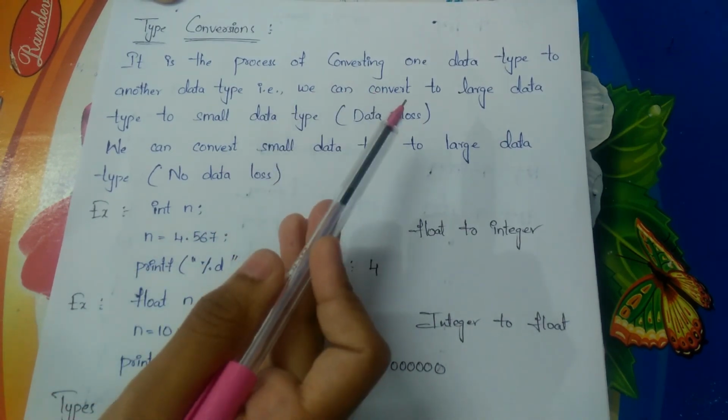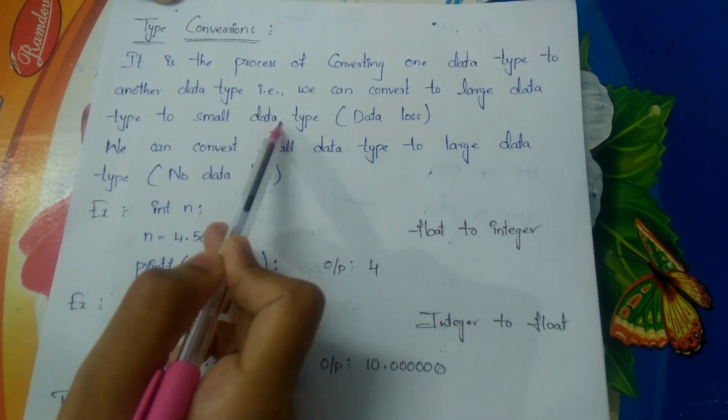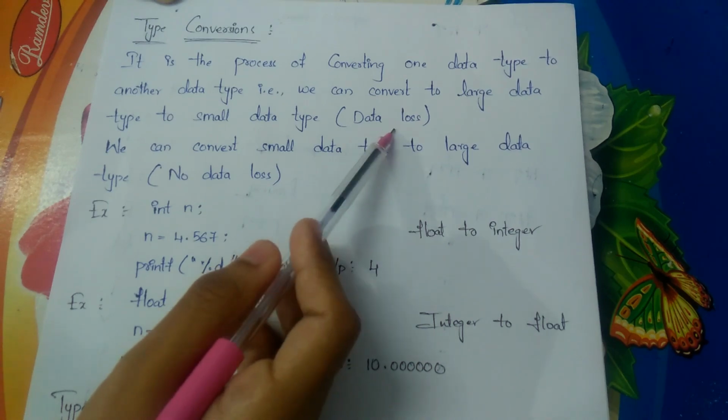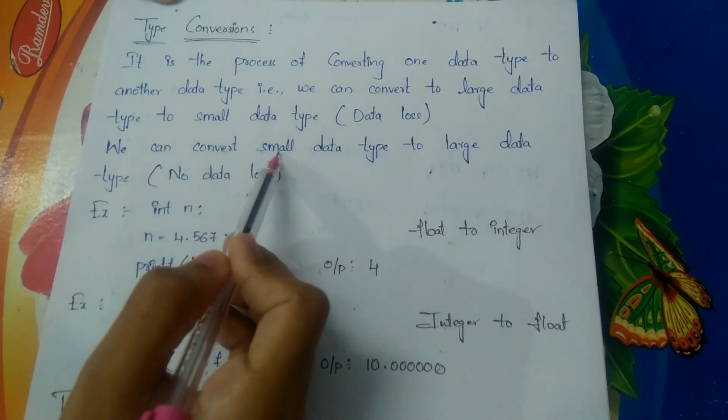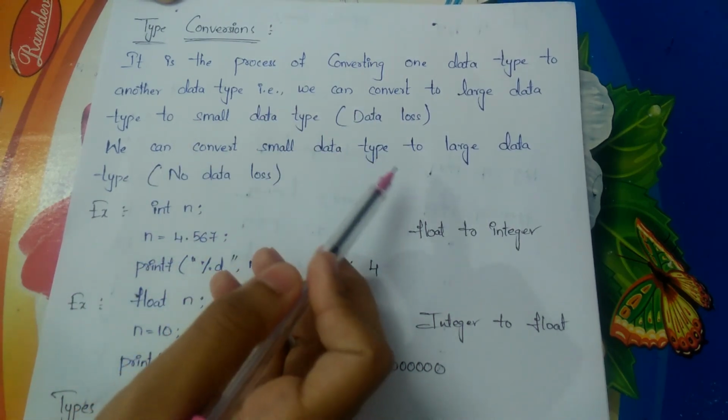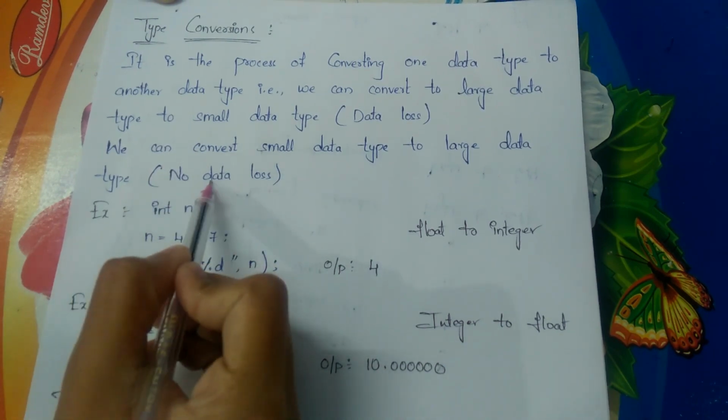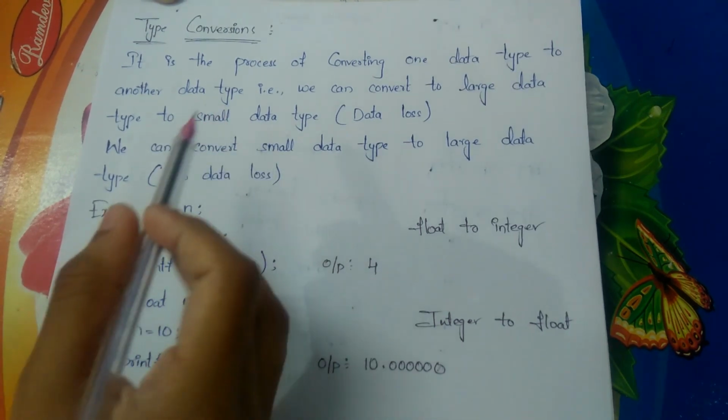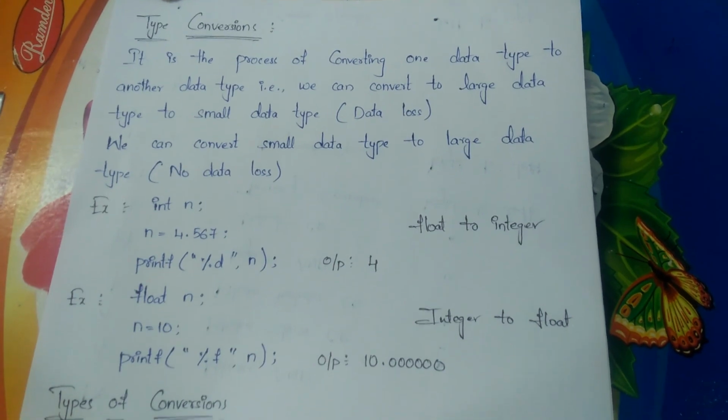When we convert a large data type to a small data type, some data will be lost. But when we convert from a small data type to a large data type, no data will be lost. So let's see some examples for type conversions.